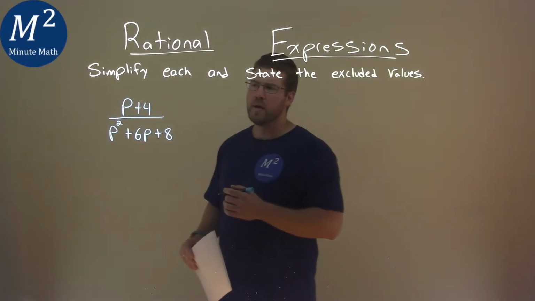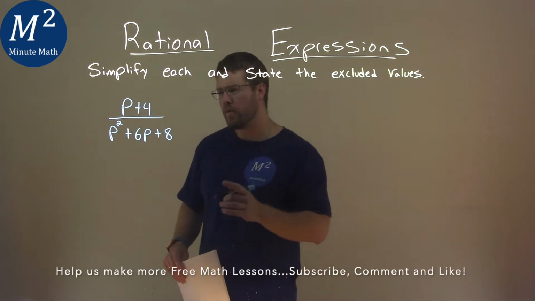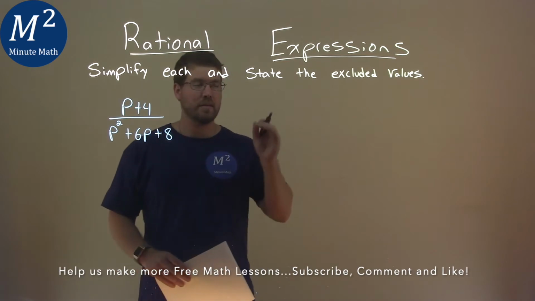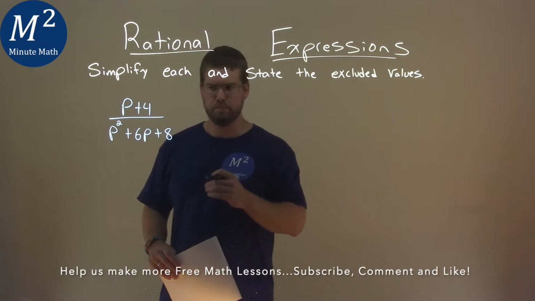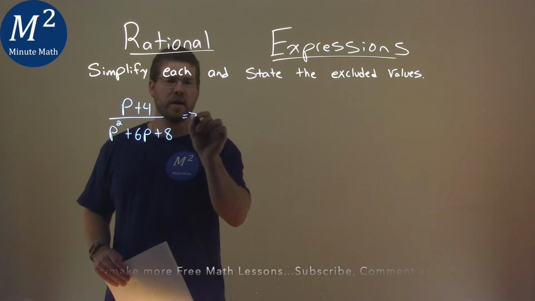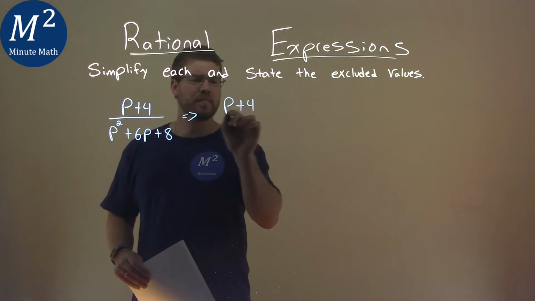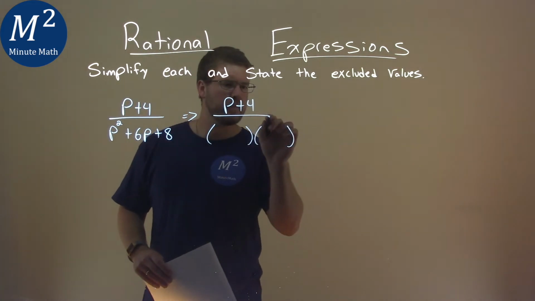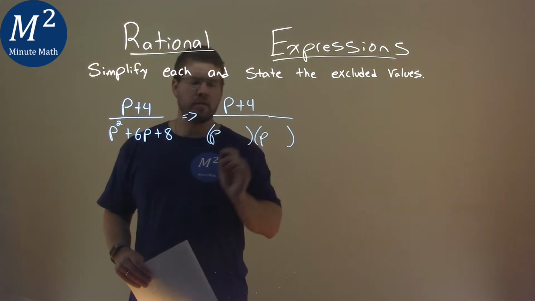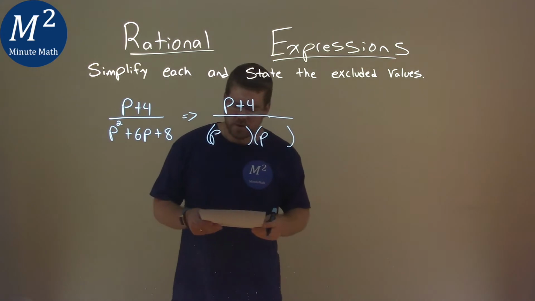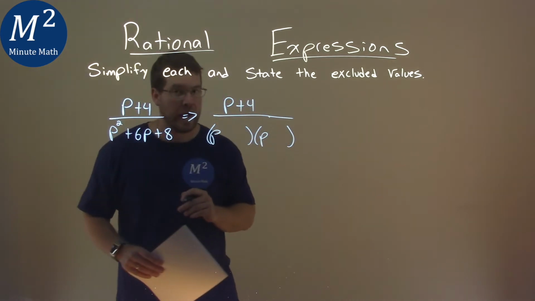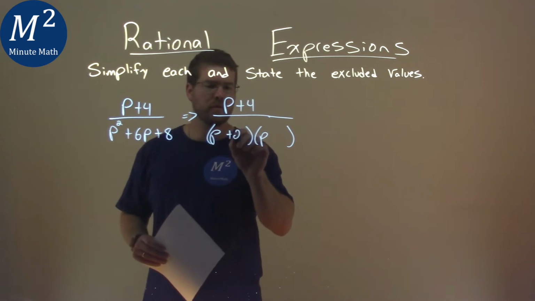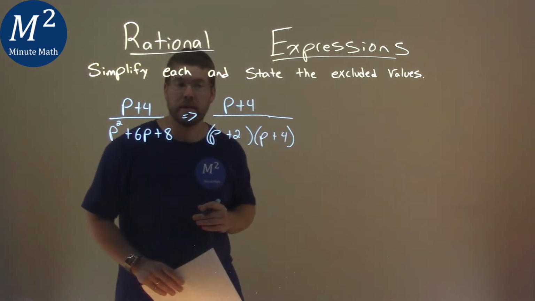We're given this problem right here, p plus 4 over p squared plus 6p plus 8, and we need to simplify this and state the excluded values. Well, the first step to simplifying is I'm going to look at my denominator and see if we can factor this. We ask ourselves what two numbers multiply to be 8 but add to be a positive 6? And that's going to be a 2 and a 4. We get a plus 2 here and a plus 4 right there.